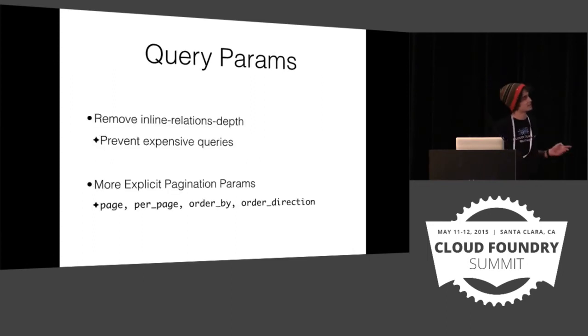Some other things that we've tackled in query parameters is inline relations depth. What inline relations depth did in V2 is that it allowed a user to expand nested associations through the API. When I'm fetching an app, I can also expand and get the space and other associated objects. This was dangerous because it allowed users to dump a large portion of our database in one API call. It often resulted in expensive queries, and we were losing control of our data access. So by removing this, we're really trying to make users fetch explicitly the data that they want when they're making API calls. Another thing that we've done is we've just made our pagination parameters a little more explicit, a little more clear, and easier to use.